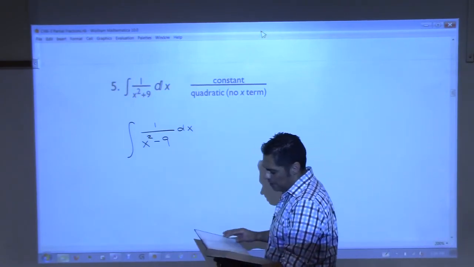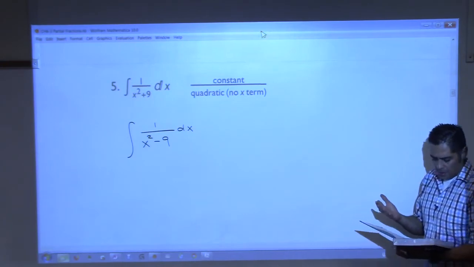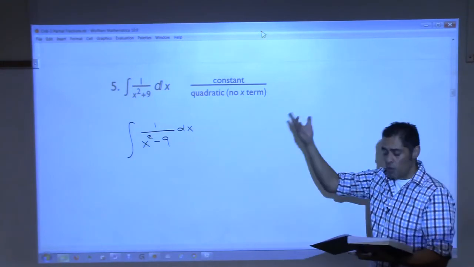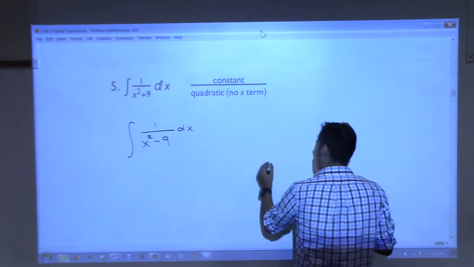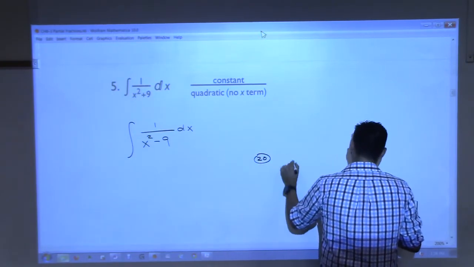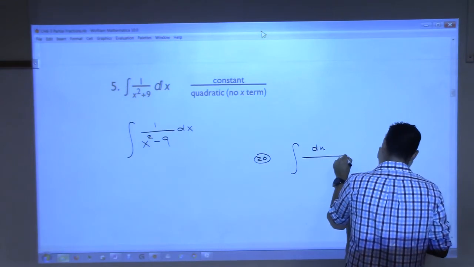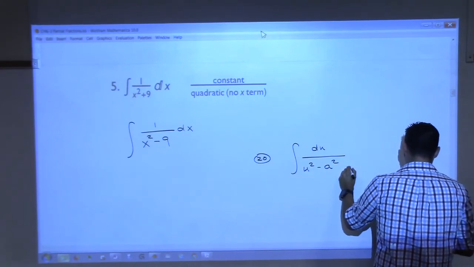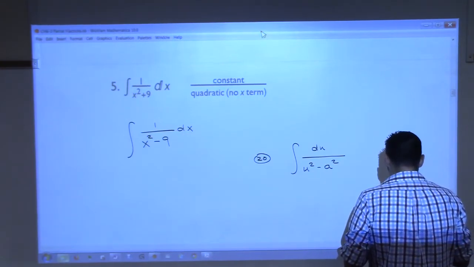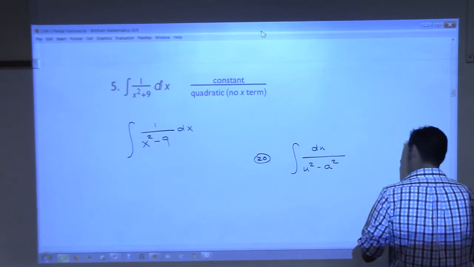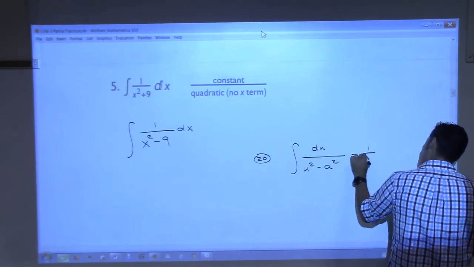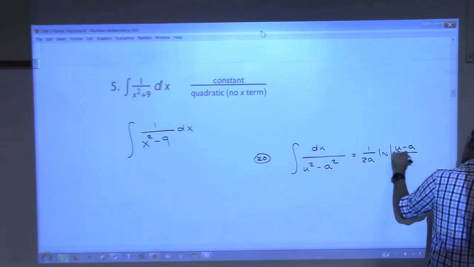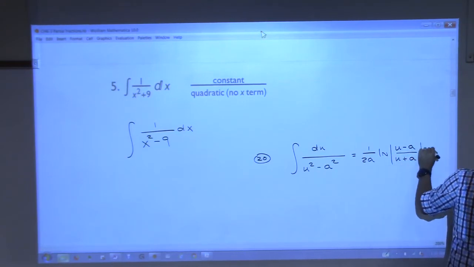Number 17, I'm looking at reference page 6. Reference page 6 is allowed on the test, and formula 17 is the one we used before, but if you look at formula 20, it says integral du over u squared minus a squared. Oh, shoot, no, I'm looking at the wrong thing, sorry. Hold on. Oh, I am right, never mind. Equals 1 over 2a natural log of u minus a over u plus a plus c.